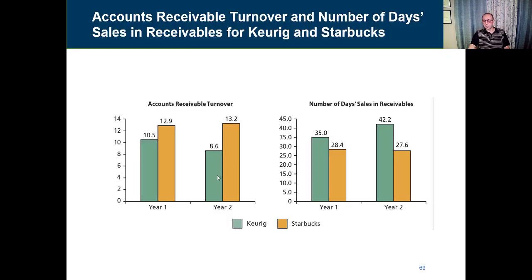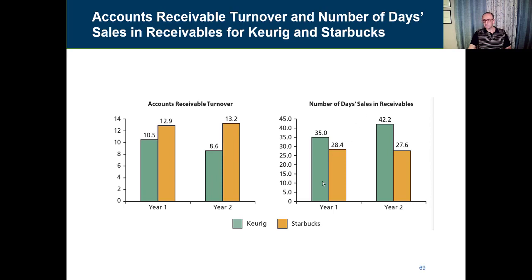So here's a comparison of these ratios to another competitor, which is Starbucks. And this is the purpose of these ratios, to compare your performance to others or maybe yourself over time. And you can see here Keurig is the green one. Their accounts receivable turnover is lower compared to Starbucks over the 2 years, and you can see that Starbucks is somewhat stable. It was 12.9 and it's getting better, 13.2, but for Keurig it went down a little bit.